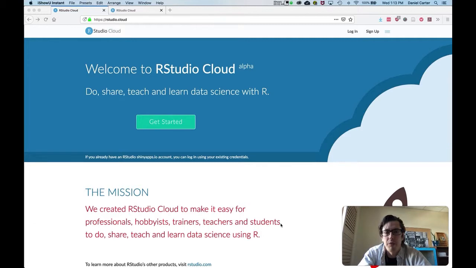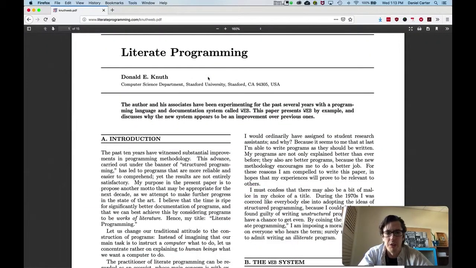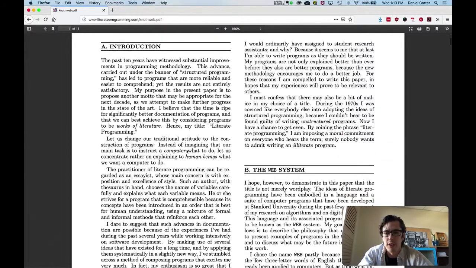A couple big concepts to get out of the way before we start. The concept of literate programming has been very influential in how we do data analysis in the academy, as well as recent advances in data analysis infrastructure. So literate programming is an idea by this guy, Donald Knuth. This is a really old paper, but it's actually a pretty simple idea, and the main point is right here. So let us change our traditional attitude to the construction of programs. Instead of imagining that our main task is to instruct a computer what to do, let us concentrate rather on explaining to human beings what we want a computer to do.